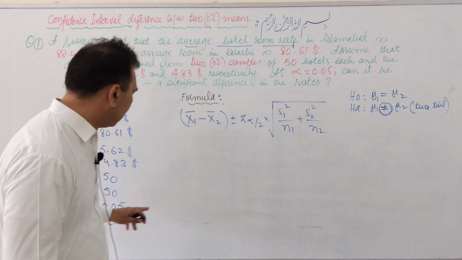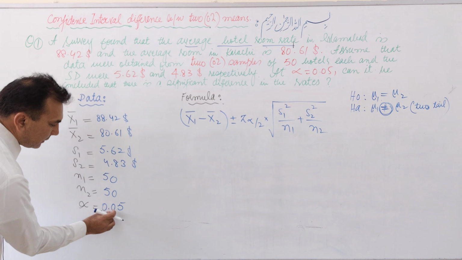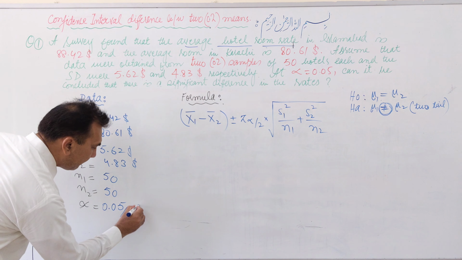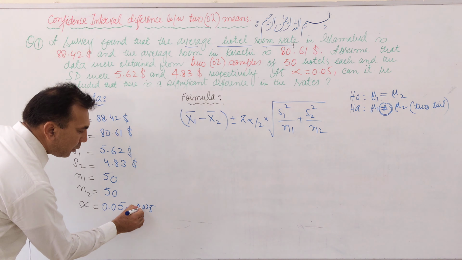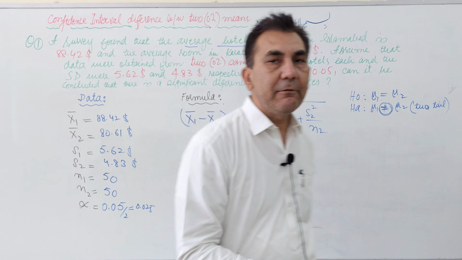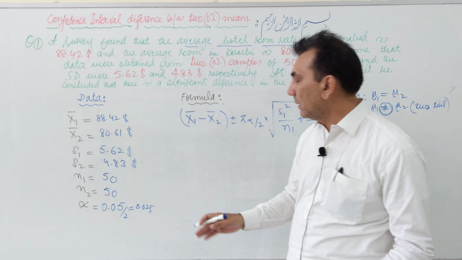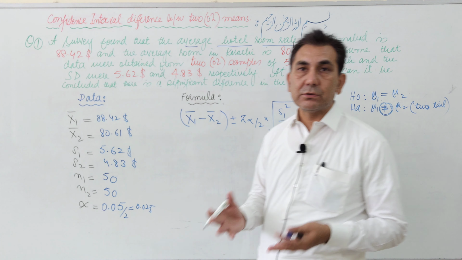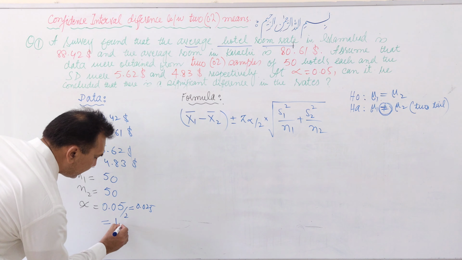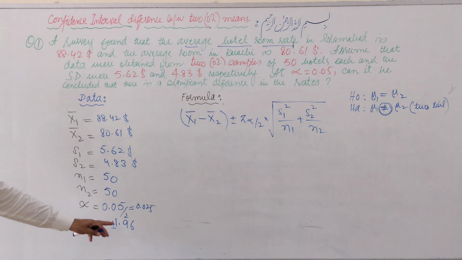So what will we do? The level of significance, the margin of error, is 0.05. We will divide it, and it will come to 0.025 on the right side and 0.025 on the left side. Then we will see in the Z table the value for 0.05 on the two-tail. The value on the Z table is plus minus 1.96.